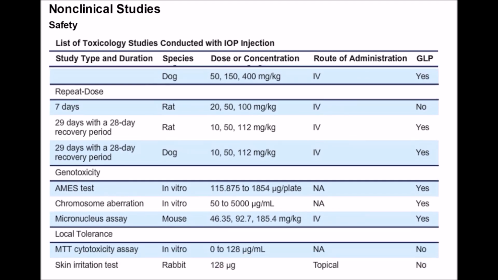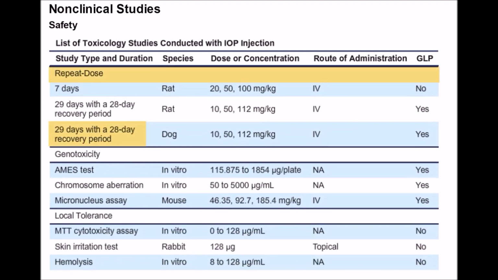A 29-day repeat dose study in dogs showed that a rapid IV bolus injection of 10 milligrams per kilogram over 2 to 3 minutes resulted in potential allergic reactions. However, no allergic reactions were observed when IOP injection was administered as a slow IV bolus over 6 to 15 minutes.